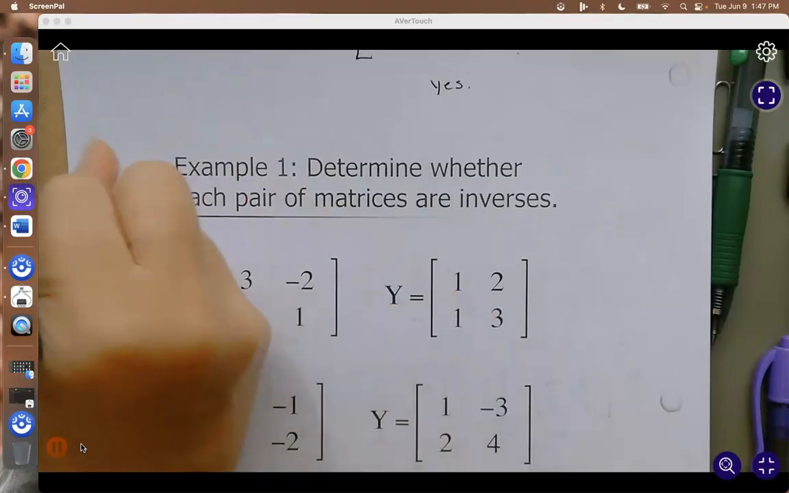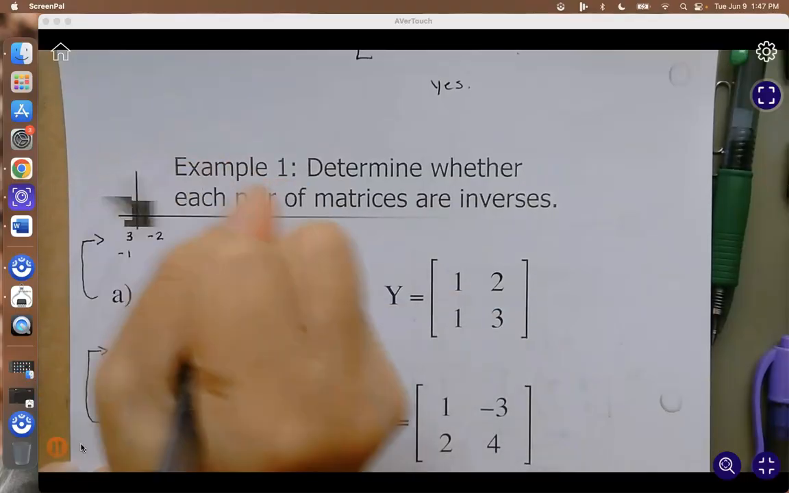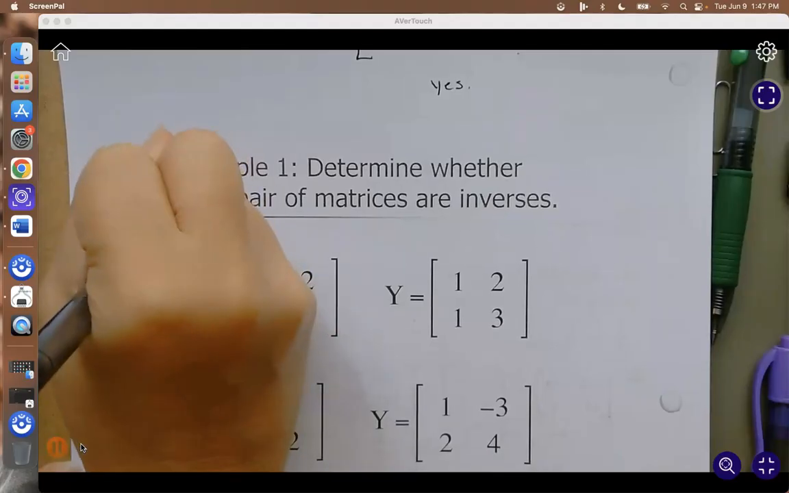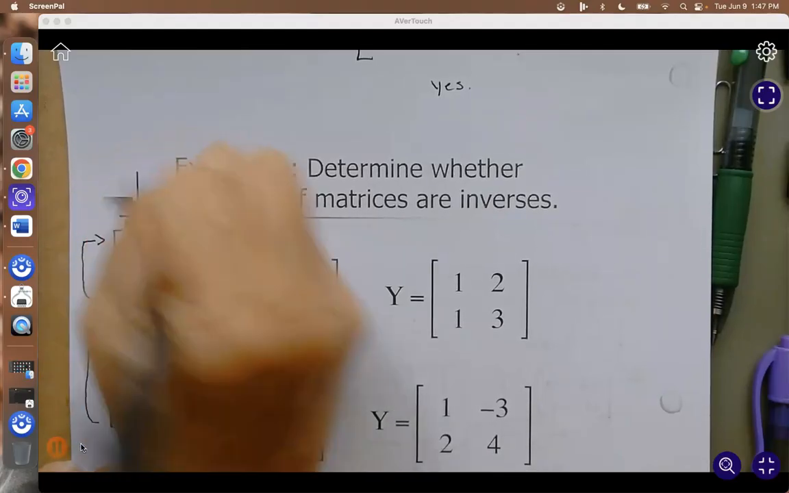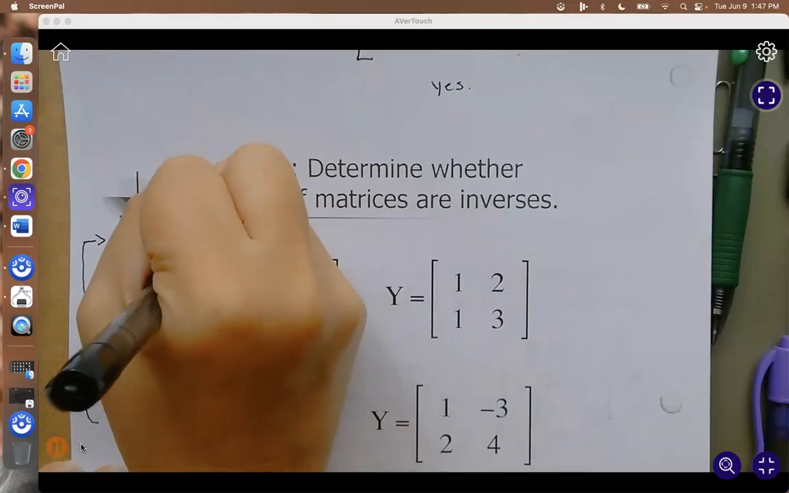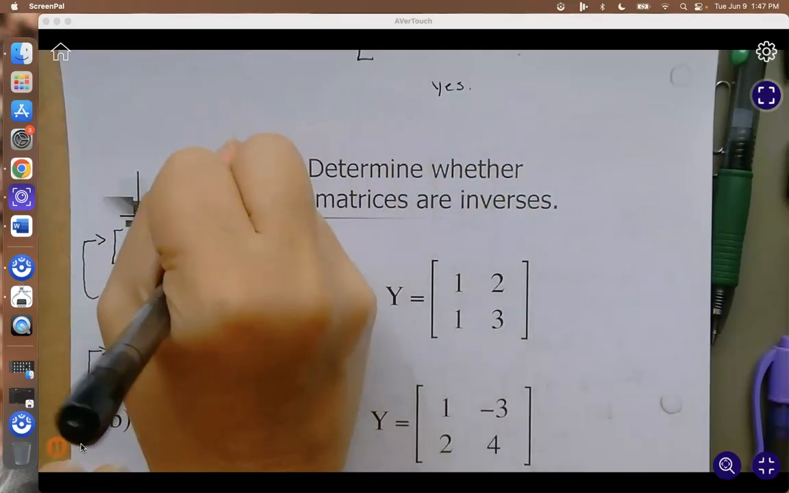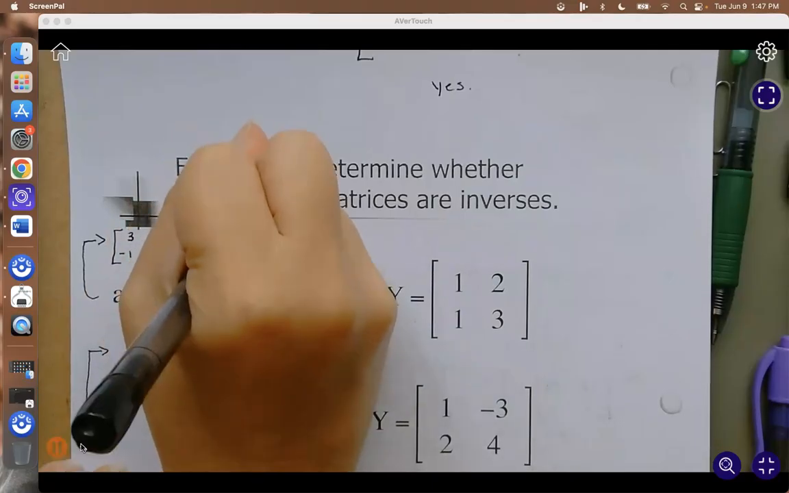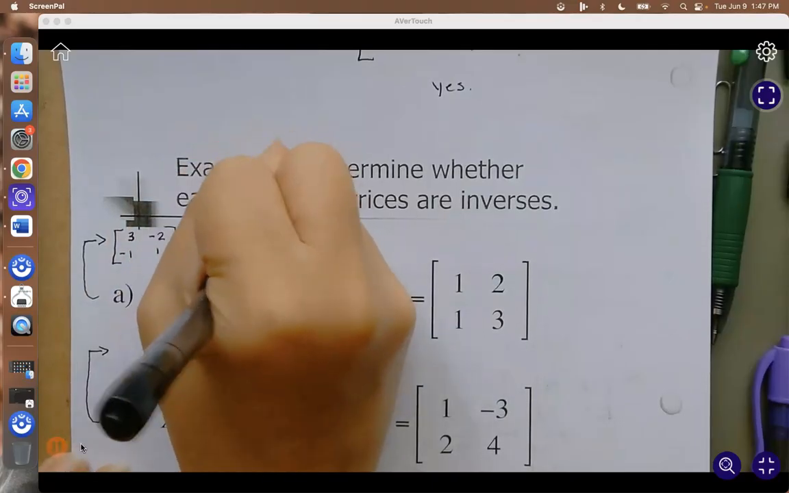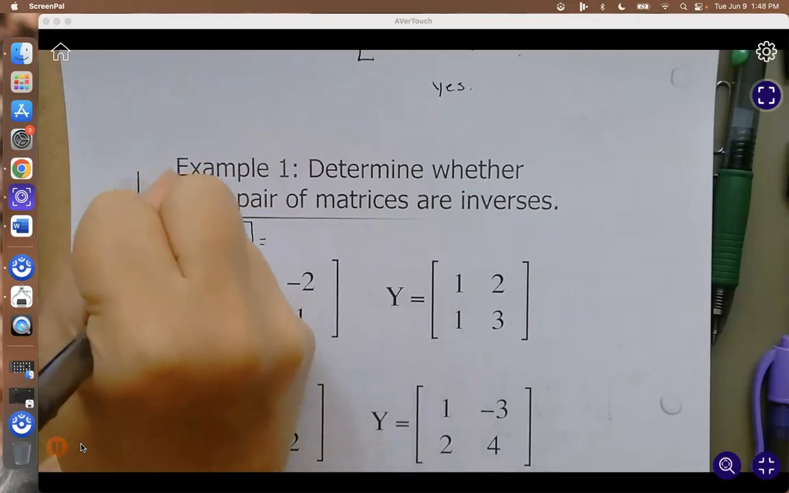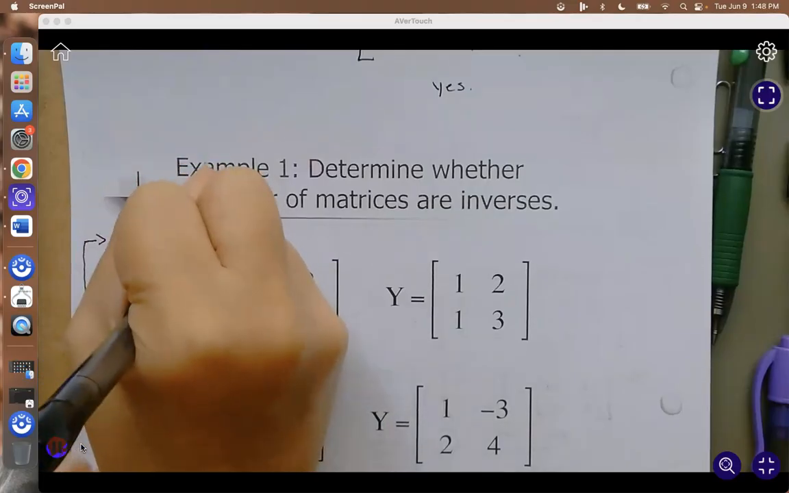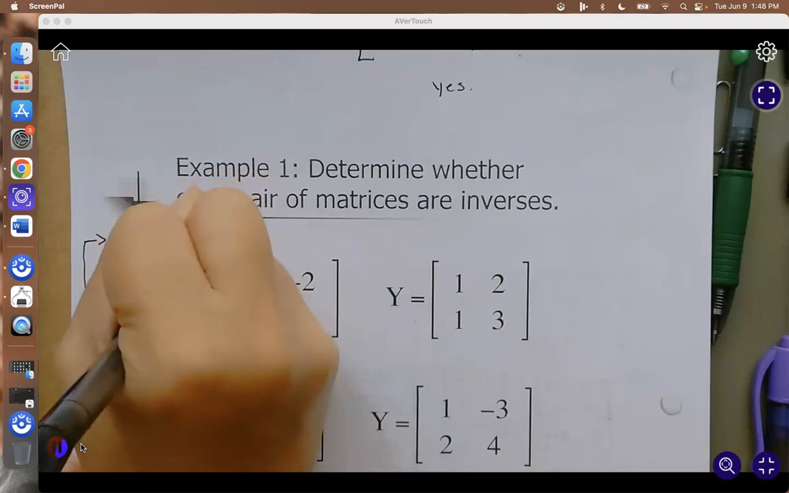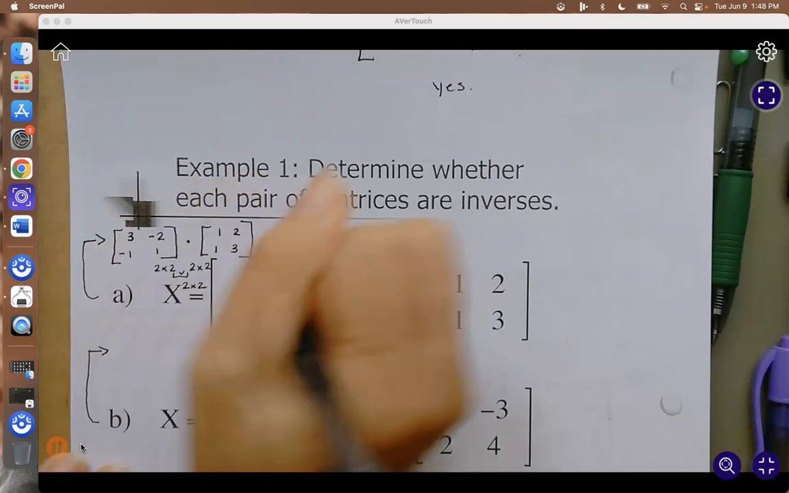-2, -1, 1 times 1, 2, 1, 3. Again, a 2 by 2 and a 2 by 2 means that my answer is going to be a 2 by 2.